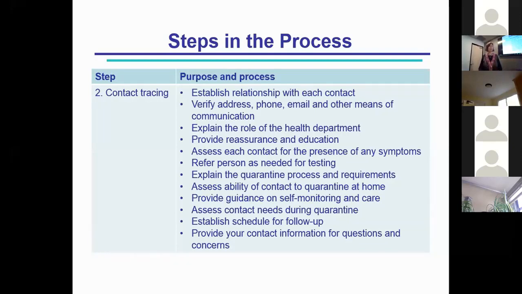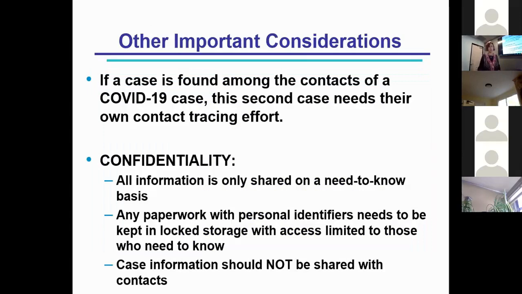Assess their ability to be able to quarantine at home. So do they need to be removed from that setting because they have other vulnerable people in the household, etc. And then provide guidance to them on how they're going to self-monitor and provide self-care for their quarantine period. Assess their needs during their quarantine, and then establish a schedule for follow-up. And that is going to be probably for 14 days at least if they're asymptomatic. And then provide your contact information. So that's the basic process.